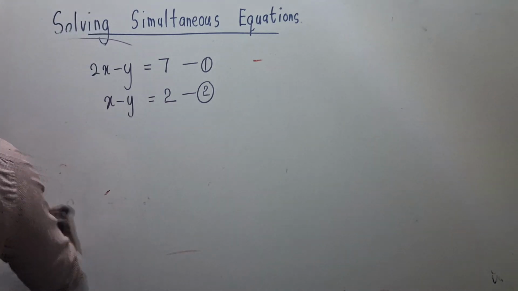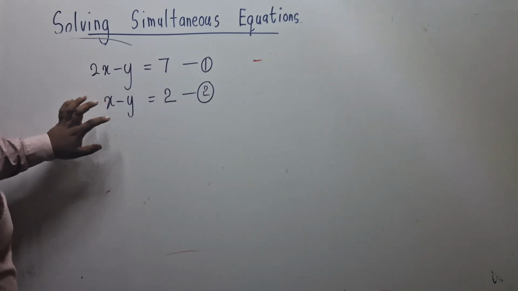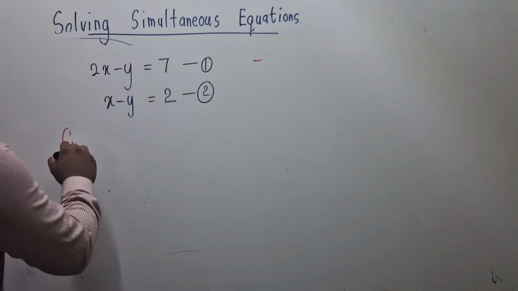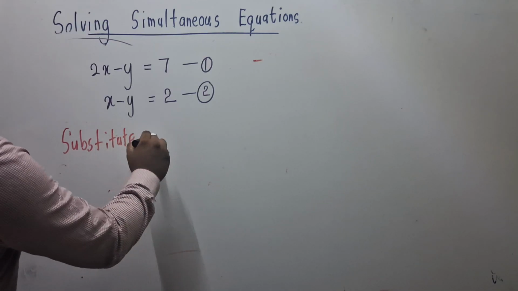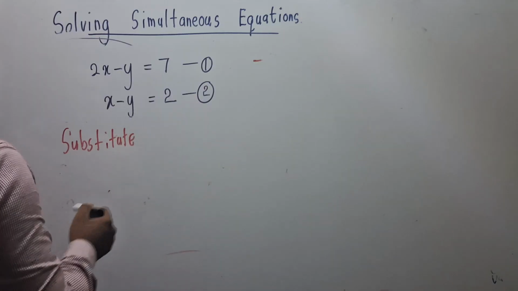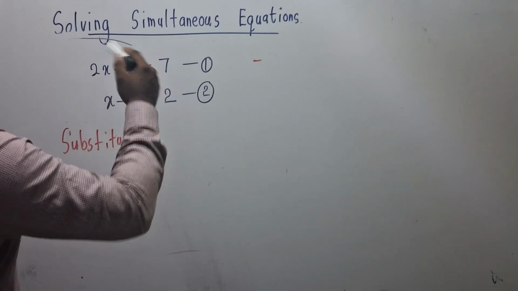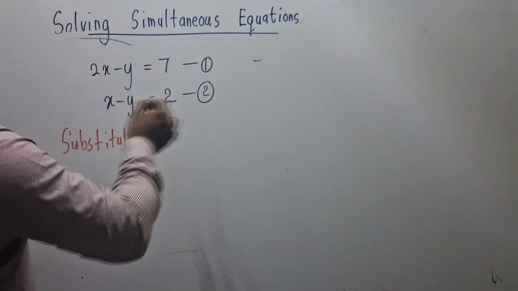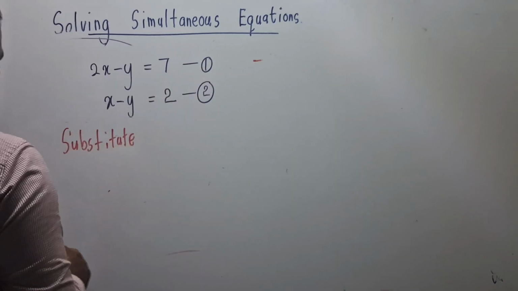For the substitution method, I use the second equation to subject x over y. If you subject x first, you will get the y value first. If you subject y, you will get the x value first. In the previous question, I subjected y first and got the x value first. So in this question, I will subject x and get the y value first.